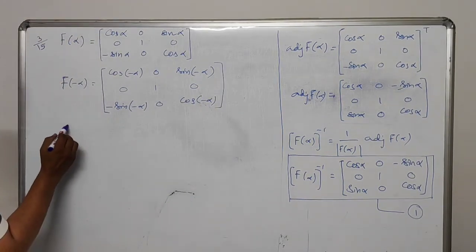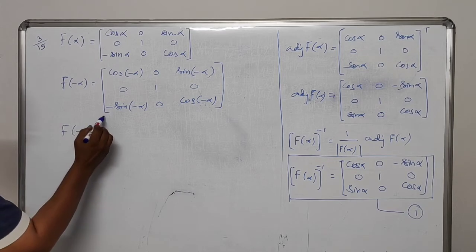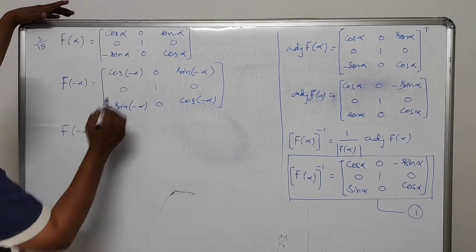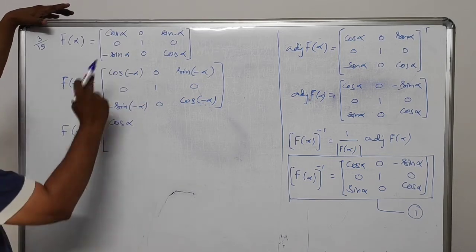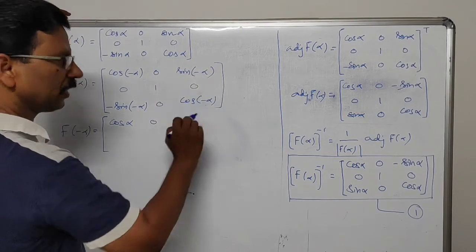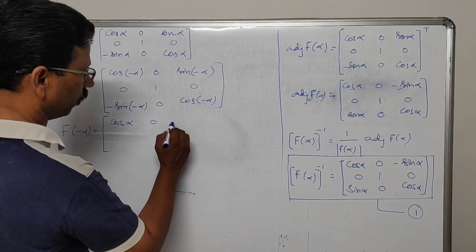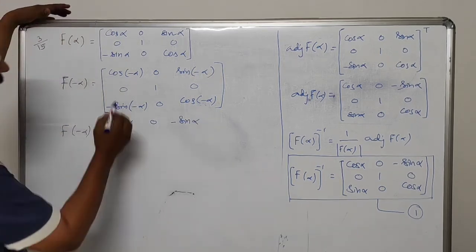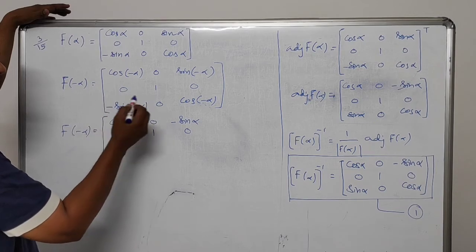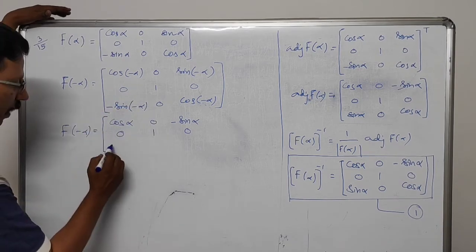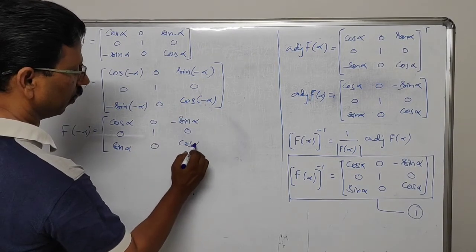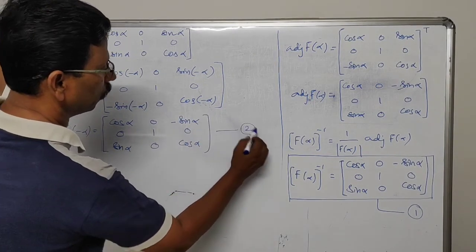Now for that we can say f of minus alpha is equal to, we know very well cos of minus theta equals cos theta, therefore cos of minus alpha equals cos alpha, and this is 0. We know very well sin of minus theta equals minus sin theta, hence sin of minus alpha equals minus sin alpha. Next row 0 1 0. Next, sin of minus alpha equals minus sin alpha, minus of minus becomes plus sin alpha, then 0, and cos of minus alpha equals cos alpha. Now we can take this as result number 2.